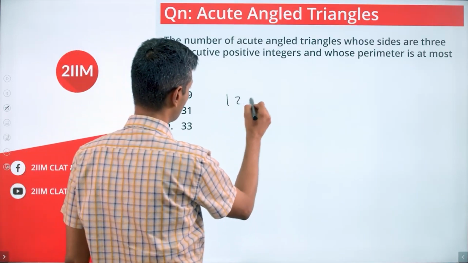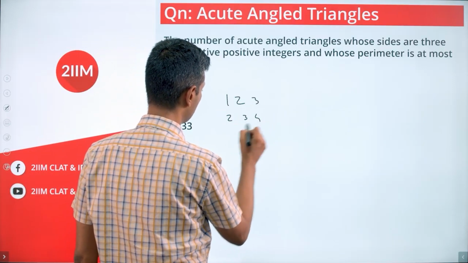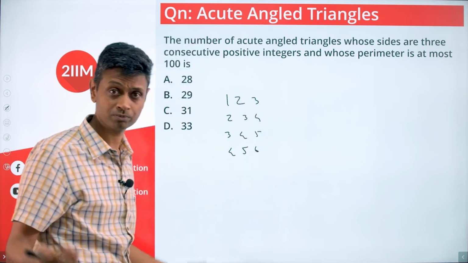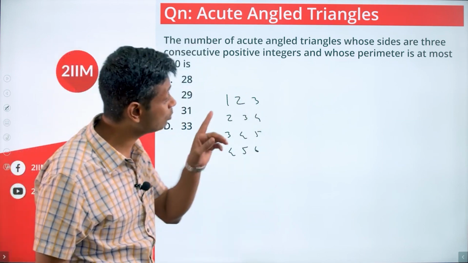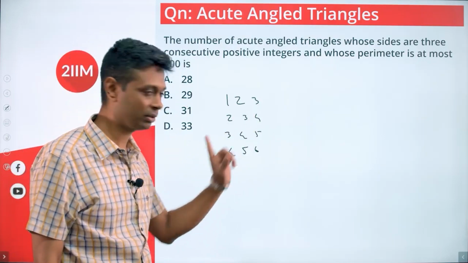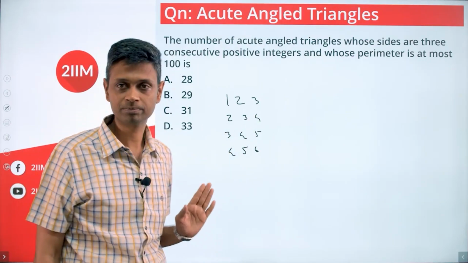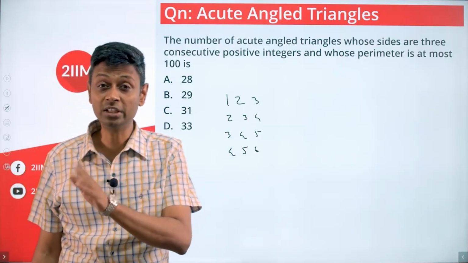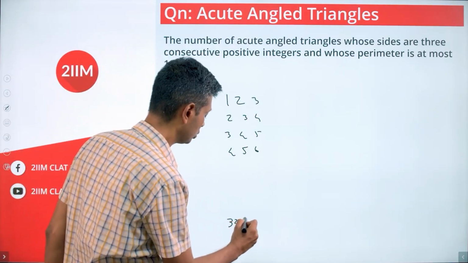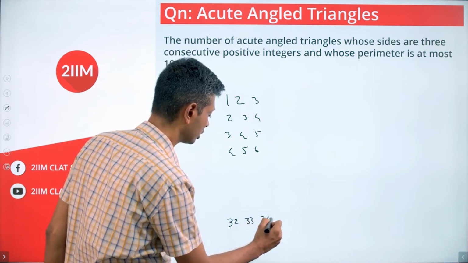Consecutive positive integers, we're looking at 1, 2, 3; 2, 3, 4; 3, 4, 5; 4, 5, 6, etc. Perimeter is at most 100. Perimeter here is 6. Here it is 9, here it is 12. Perimeter is 3 times the middle number. 33 times 3 is 99. So we can have 32, 33, 34.